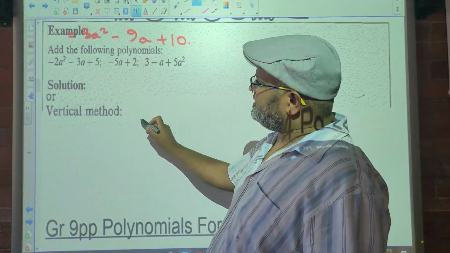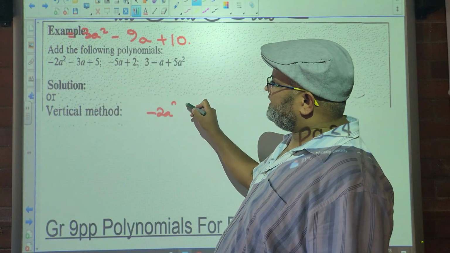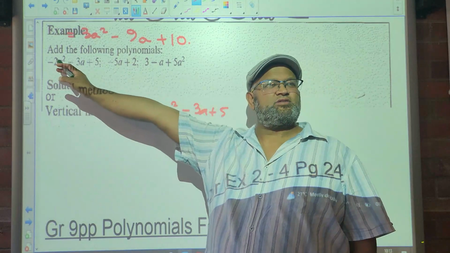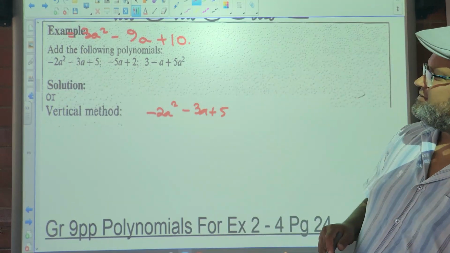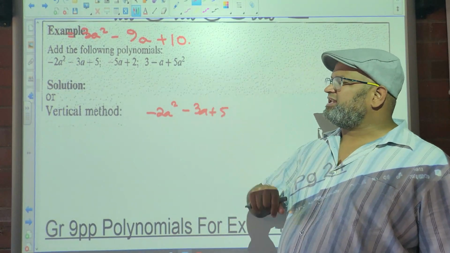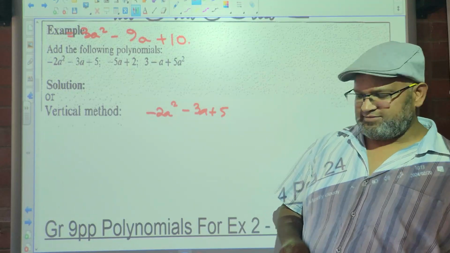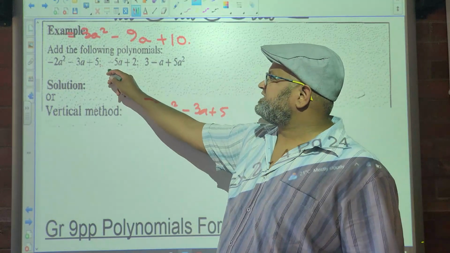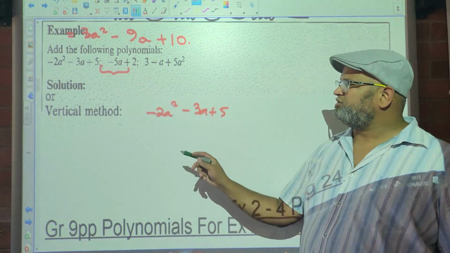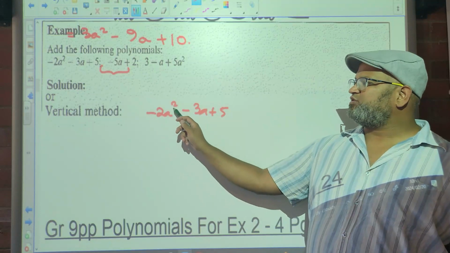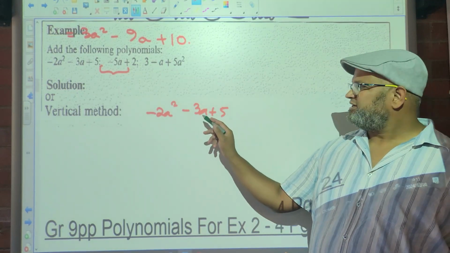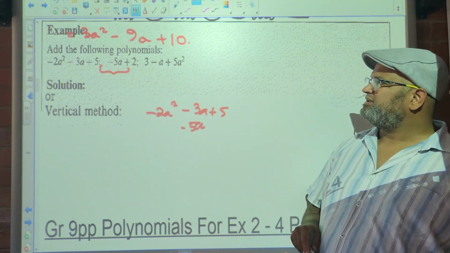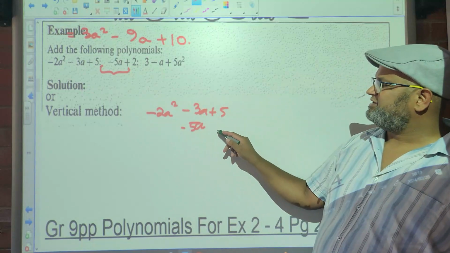So what we do is we say, okay, for the vertical method it's going to be negative 2a squared minus 3a plus 5, which is the first expression. Then what we do is, below this, we put the like terms of that expression. If we're looking at the second expression, which is negative 5a plus 2, will the negative 5a go under negative 2a squared or negative 3a? Why? Because they are like terms. So it's negative 5a there. And then plus 2 will go under the 5.